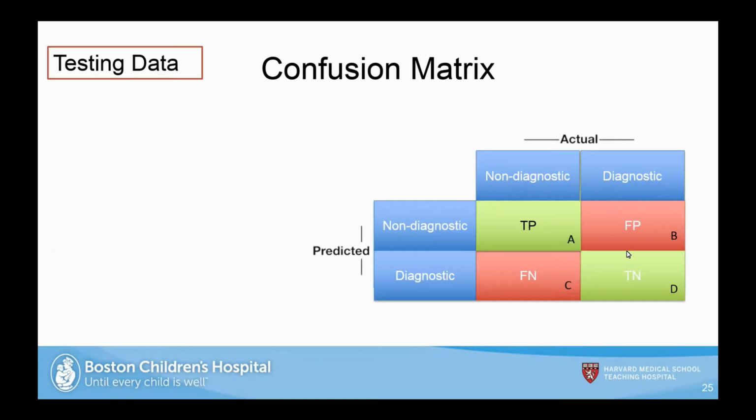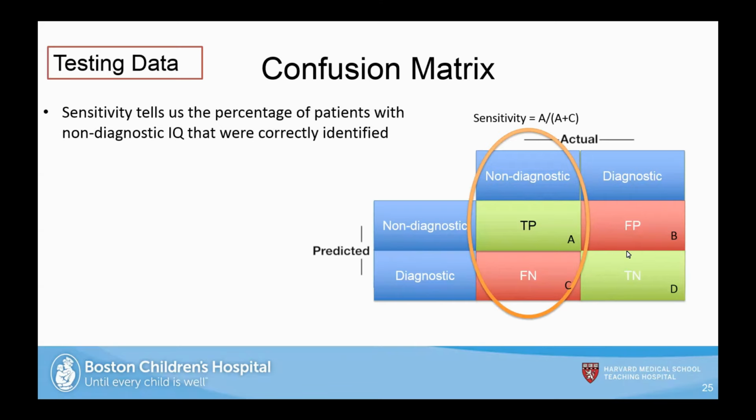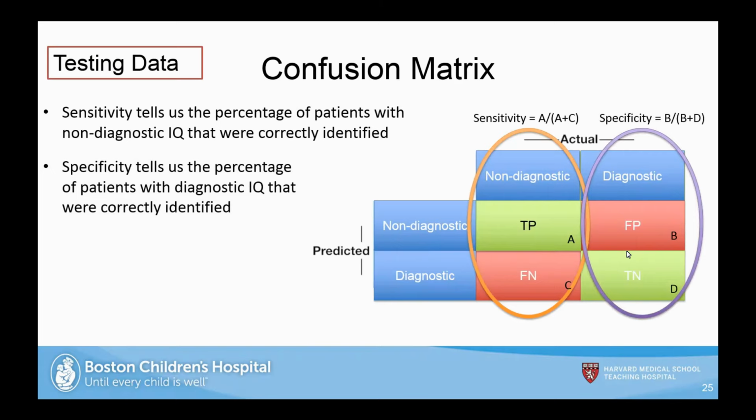So this is a confusion matrix. The rows represent what the model predicts versus what the radiologist assigns as non-diagnostic or diagnostic. So you have your true positive, false negatives, and true negatives. And you'll see why I labeled these squares soon. So you can get the sensitivity from this. It tells you the percentage of patients with non-diagnostic image quality that were correctly identified. You can get specificity, so it tells us the percentage of patients with diagnostic image quality that were correctly identified.